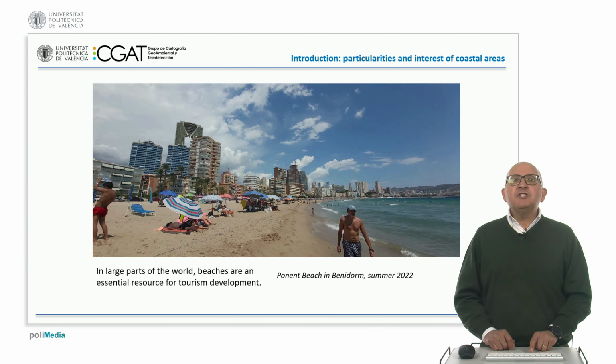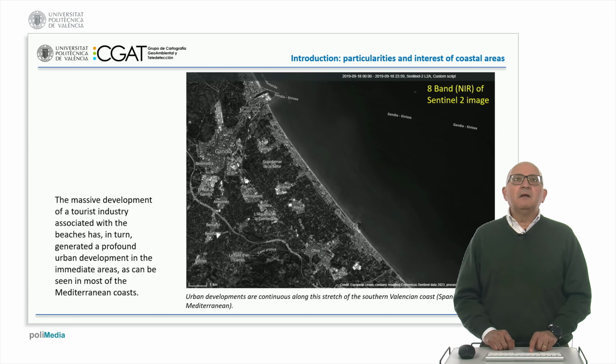On the other hand, as we have said, the coasts can not only be a risk, but also a resource. In much of the planet, the beaches are a key resource for tourism development. We see here a paradigmatic example of maximum occupancy for tourist use. It is one of the beaches of Benidorm on the Spanish Mediterranean coast, and the case of Benidorm is not in fact isolated, as this image recorded by the Sentinel-2 satellite in the Mediterranean region demonstrates. The tourism industry has favored the development of new and large urbanized areas along the coast.